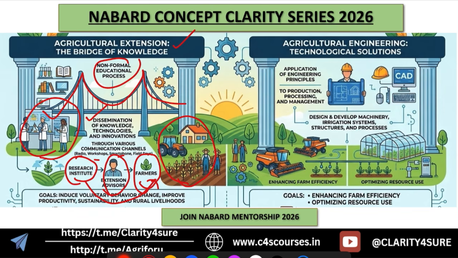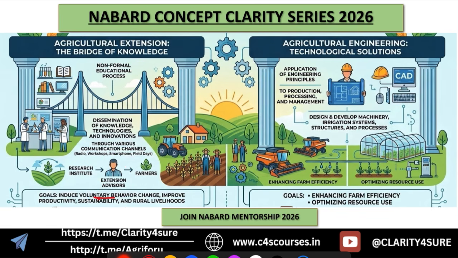They are going to comprehend it and make it easy to understand for the farmers, and again they are going to relay the issues of farmers back to the researchers, right? So it is creating a loop structure. What is the goal of extension? It is to induce voluntary behavioral change. Remember, we don't want to force them to change. It will be voluntary behavioral change to improve productivity, sustainability, and rural livelihood.